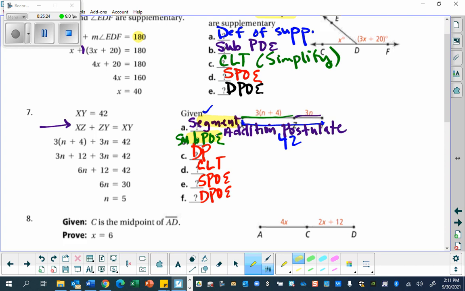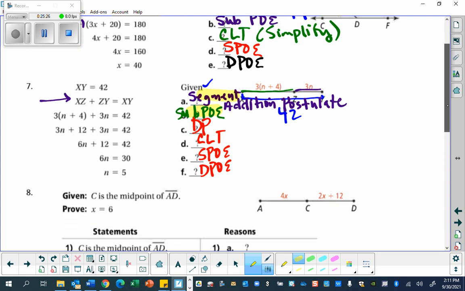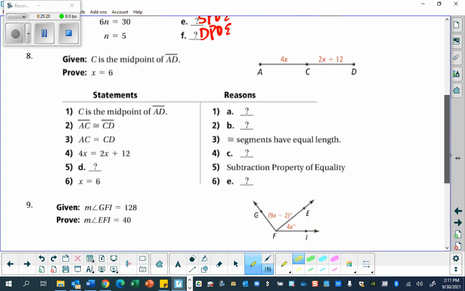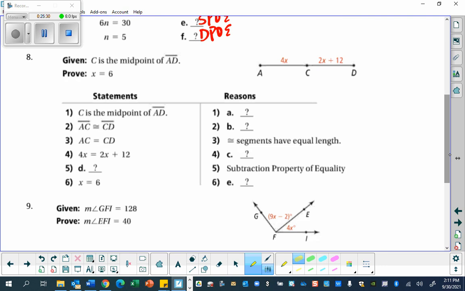All right, turn to your partner and talk about number 8. Compare your answers. What would you add in? What would you change in your markup?